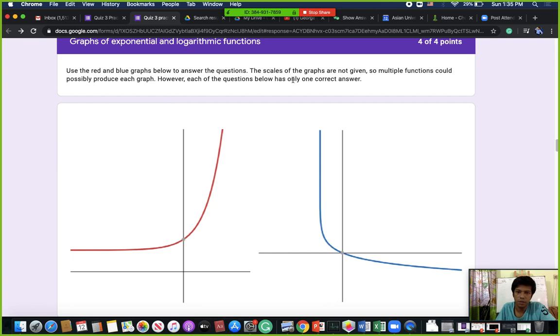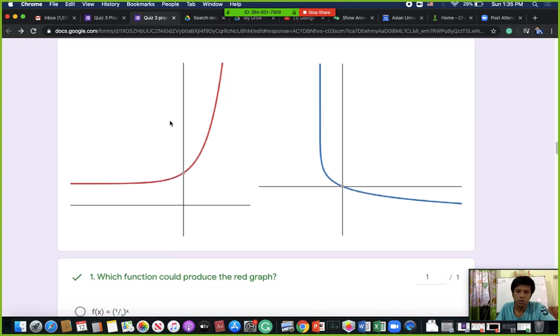The scales of the graph are not given, so multiple functions are possible. Multiple functions could possibly produce each graph. However, each of the questions below has only one correct answer. So this is the first question.